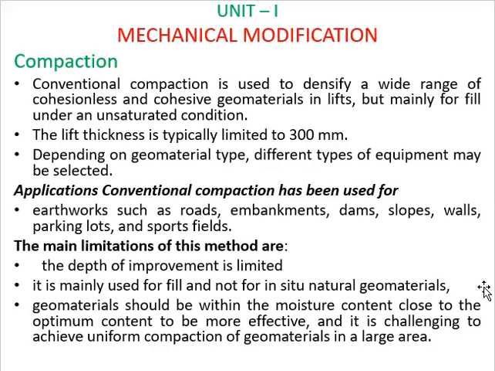Compaction. If we observe the compaction process in the field, it will be done by using various compaction equipment, and it will be done layer by layer. The thickness of each layer is limited to 300 millimeter. The water will be sprinkled on the soil before compaction. To estimate the maximum dry density and optimum moisture content, we will conduct the compaction test in the laboratory.